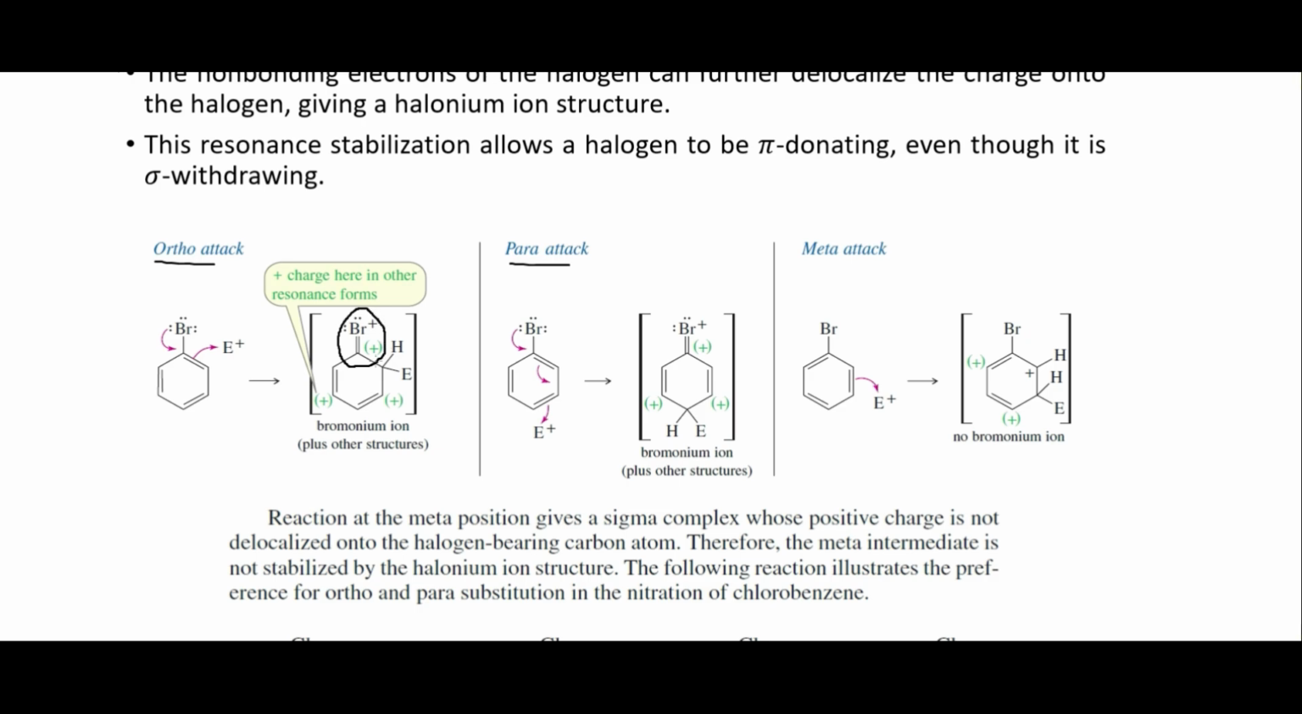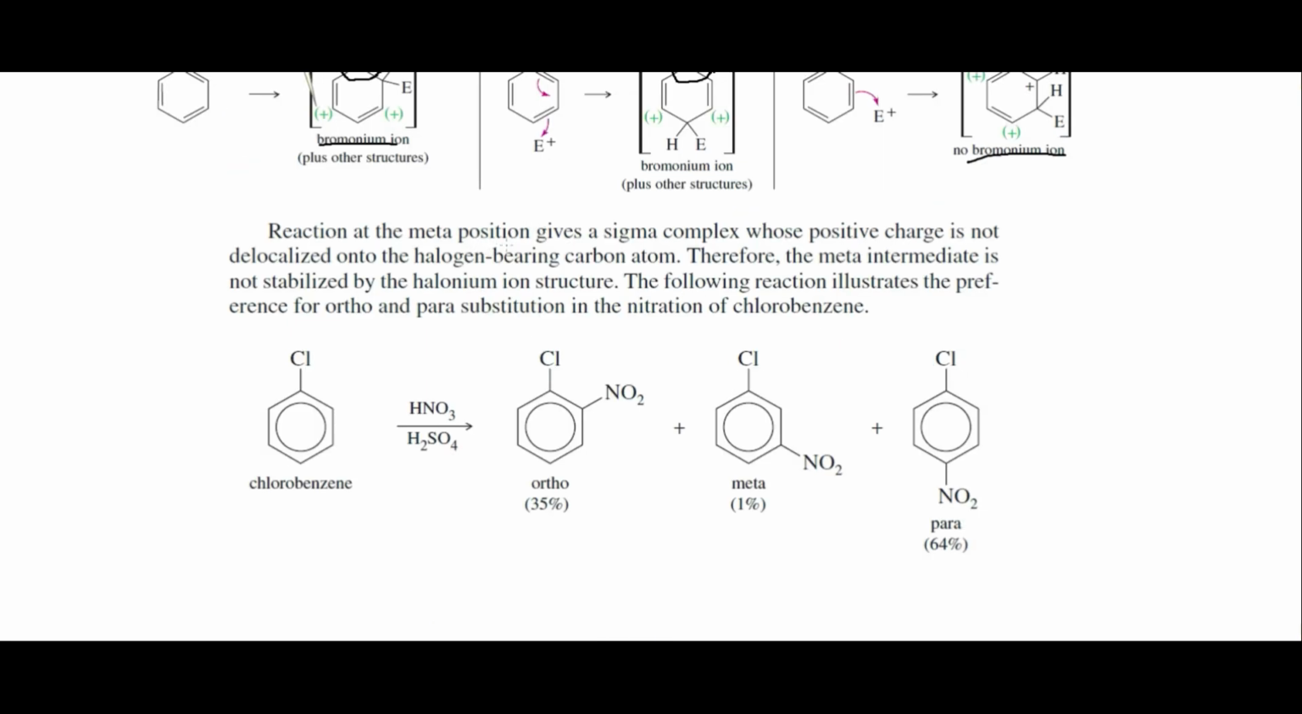So this is in particular with bromine, so it's a bromonium ion. So we get that with the ortho and the para attack. And so in those positions, we can actually stabilize that carbocation. Whereas if we're doing the meta attack, we do not get the stabilized carbocation from the bromonium ion. So we do not form any bromonium ion with the meta attack, and so it's going to be less stabilized. So the reaction at the meta position gives a sigma complex whose positive charge is not delocalized on the halogen-bearing carbon atom. Therefore, the meta intermediate is not stabilized by the halonium ion structure.